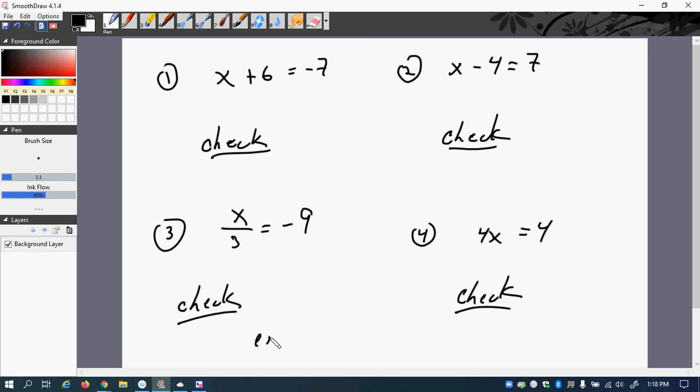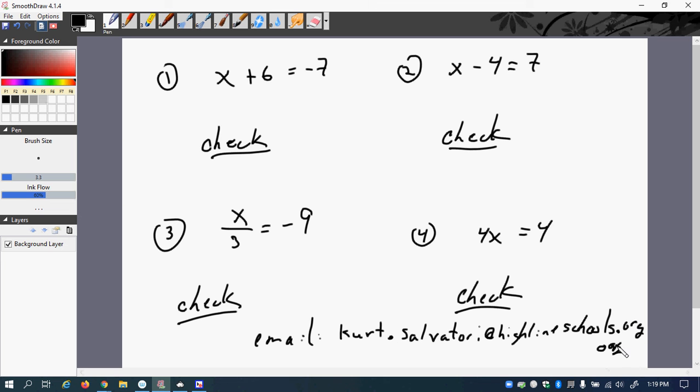So email to Mr. Salvatore. Kurt period Salvatori at Highline Schools dot org. Okay, org. Alright, so this is the homework due on Tuesday. Okay, martes, due on martes. Gracias, thank you.